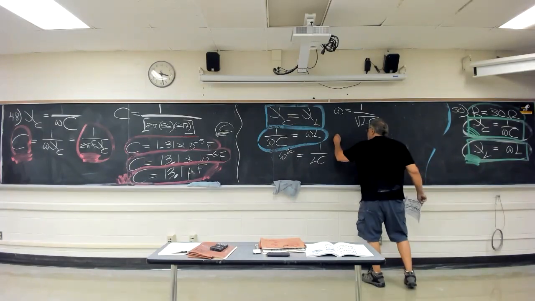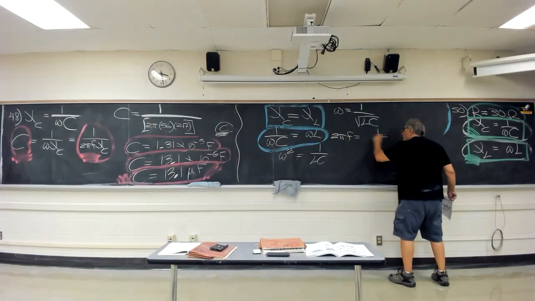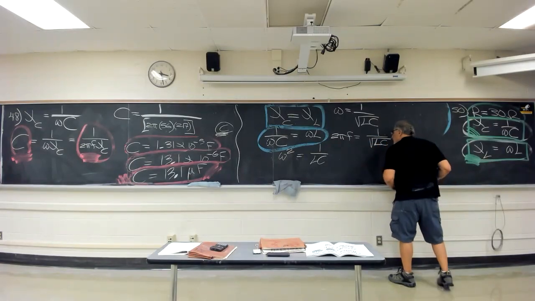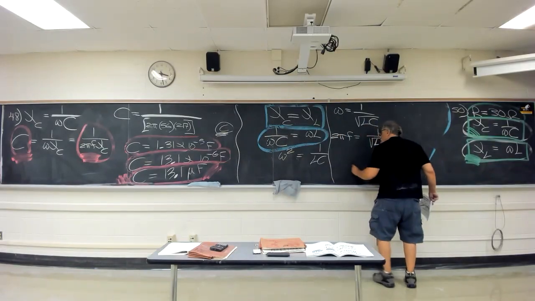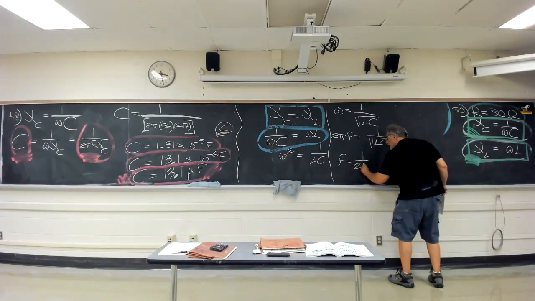You know that omega, they want the frequency. Well, the frequency is f. 2 pi f is omega, and you get this. Not too bad. Stuff we've seen, guys. This should be pretty basic. Divide by 2 pi on each side, or multiply by 1 over 2 pi on each side.